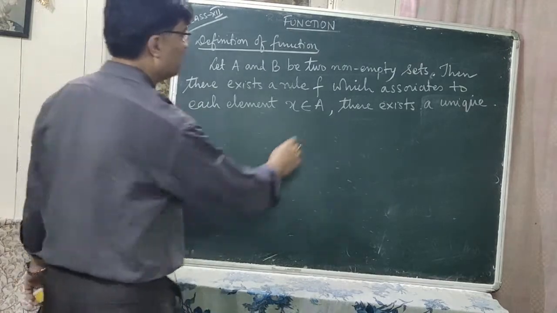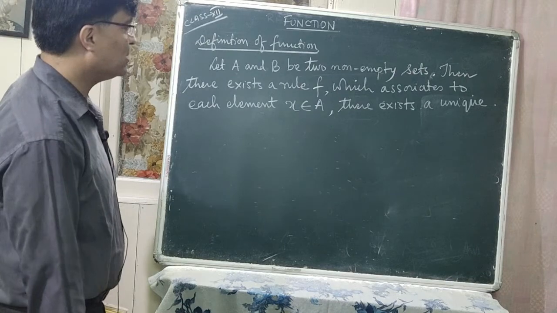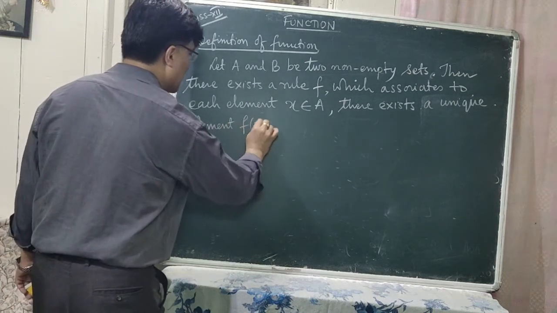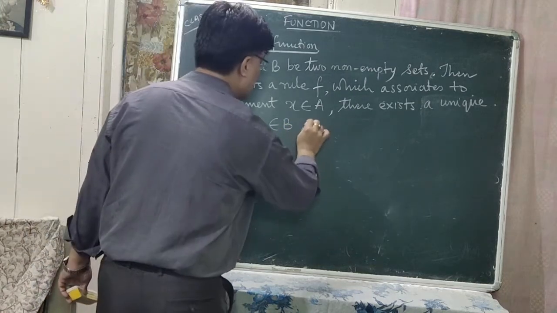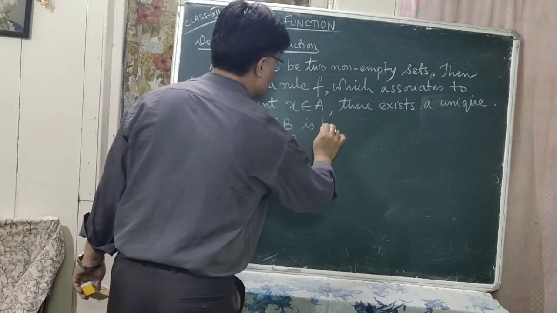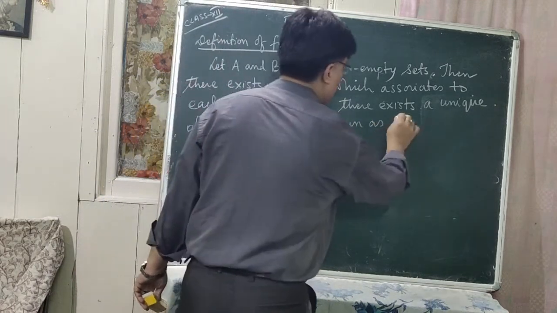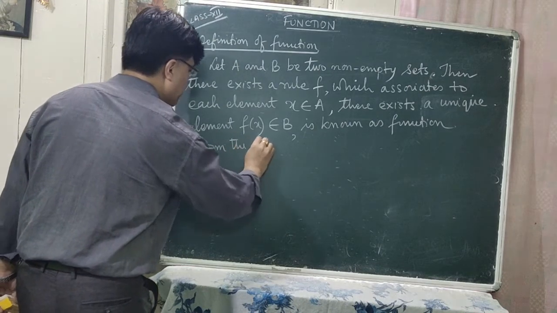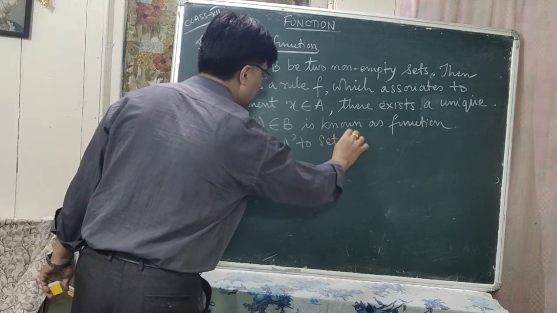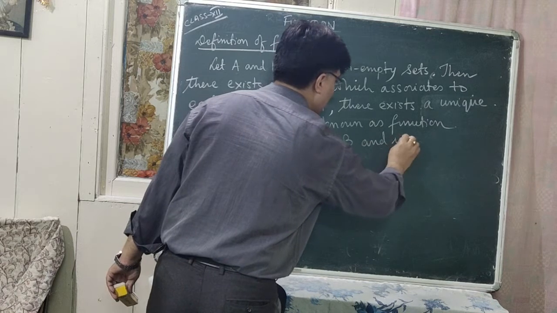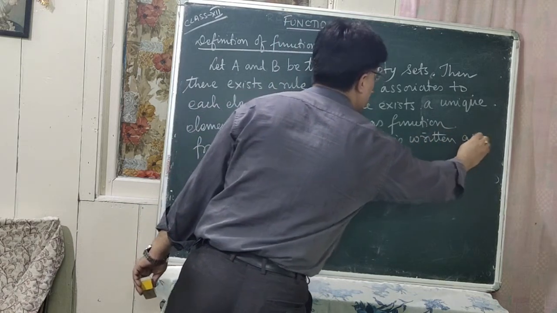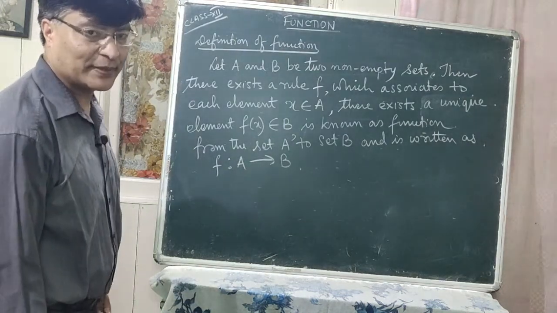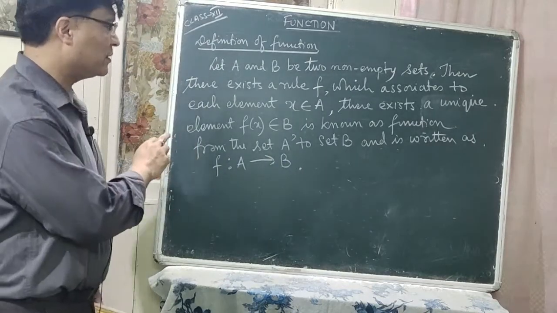Then there exists a rule f, which associates to each element x belongs to the set A there exists a unique element f of x belonging to B, is known as function from the set A to set B and is written as f such that capital A to capital B, right? And it says that f such that A to B.